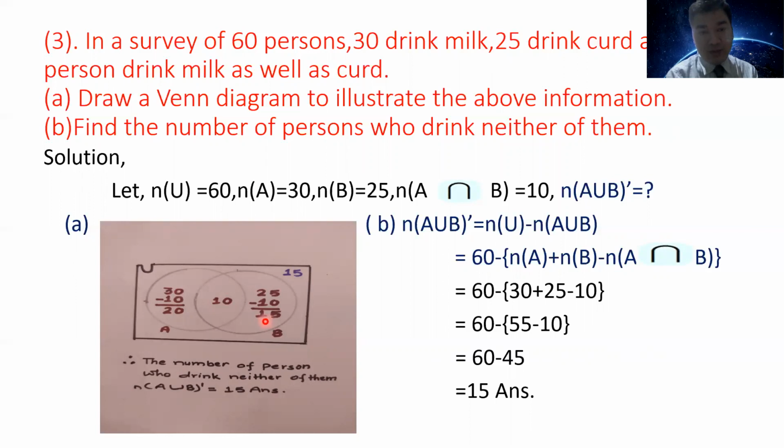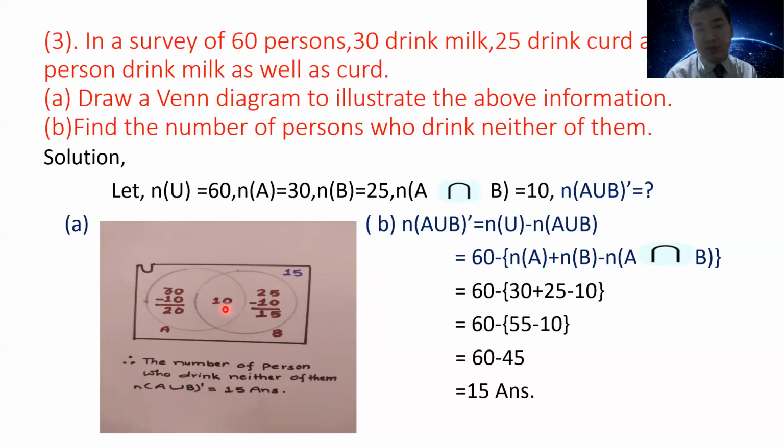After that we have to check. Add this 15, 10, and this 20. This is 20 plus 10, 30. 30 plus 15, it is 45. And 15 is left. That 15 should be written outside because the total is this, look here, U equals 60. That's why 15 is left, and 15 should be written here. This is the number of persons who drink neither milk nor curd. You can write there the number of persons who drink neither of them, n(A union B) complement equals 15. This is the answer that we have found outside.